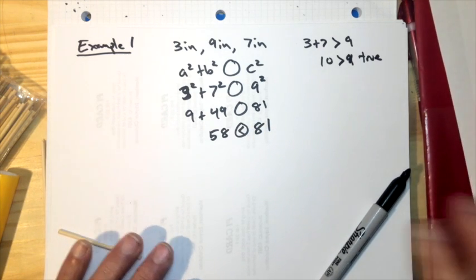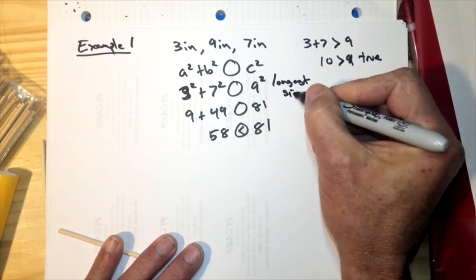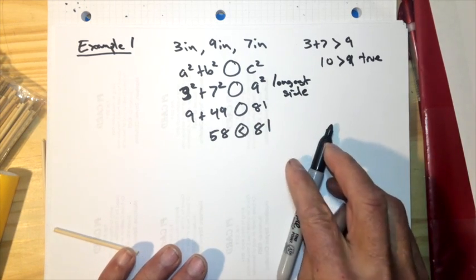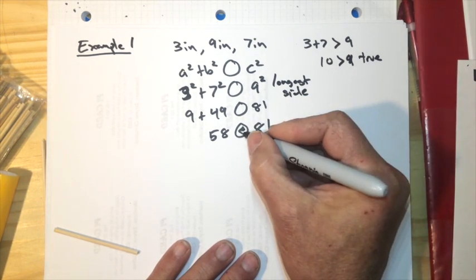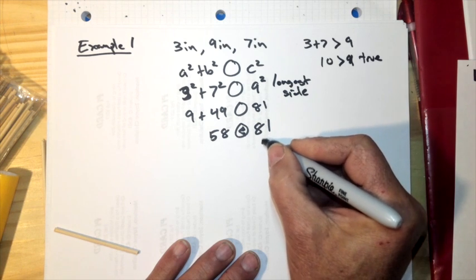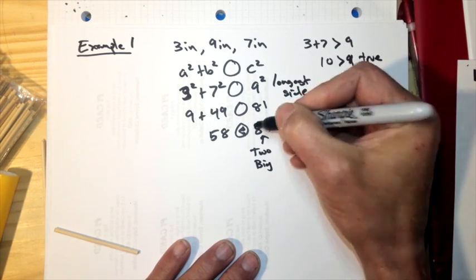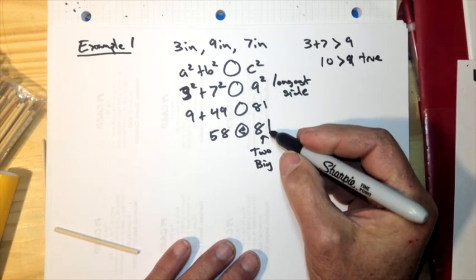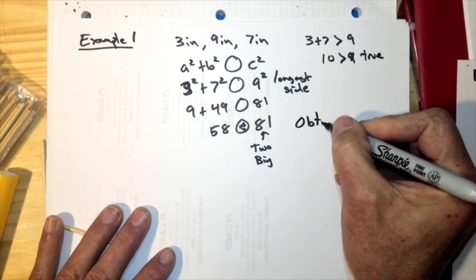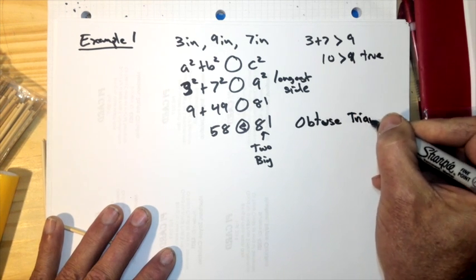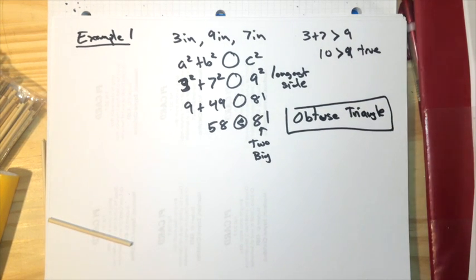So what does that mean? Well, C is my longest side, and C is on this side of the inequality, which means that, if you remember the teeth eat the bigger fish, or however you remember that, this is too big. So this long side's too big for a right triangle, so it's an obtuse triangle. So that's how I determine whether it's right, acute, or obtuse.